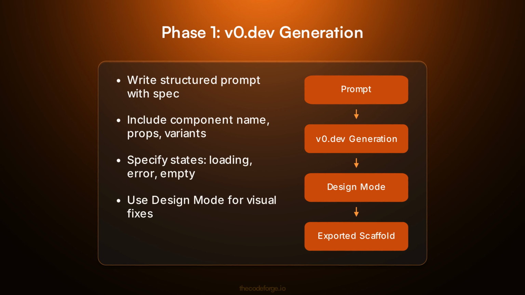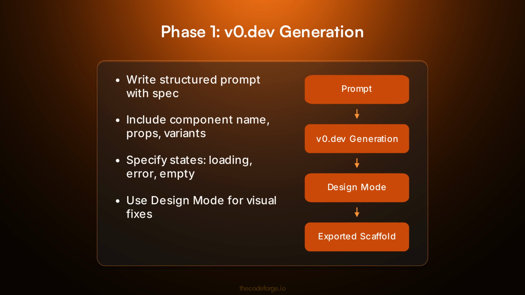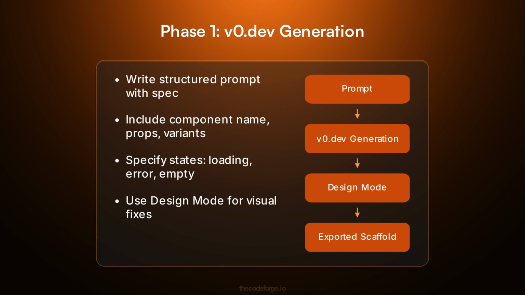Phase 1 is generation with V0.dev. A strong prompt includes the component name, props, variants, states, and explicit token requirements. After generation, use design mode to fix obvious visual issues before exporting.